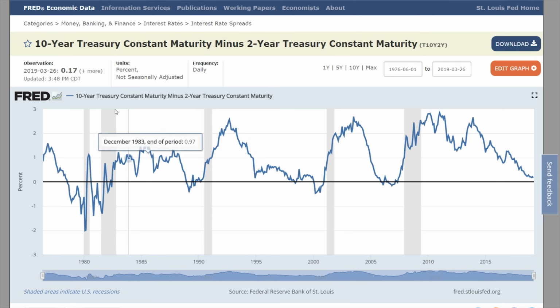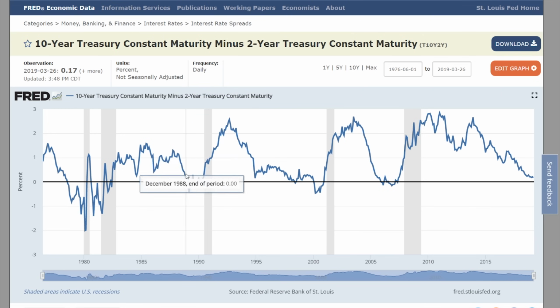These vertical bars highlighted gray are periods of economic recession. Then this is the difference between the 10-year and the 2-year maturity. When this is above zero, that means it's a healthy yield curve, where the 2-year is less than the 10-year. And how high it is shows the difference between the 2-year and the 10-year. Right up here, there's a pretty big difference between the two of them.